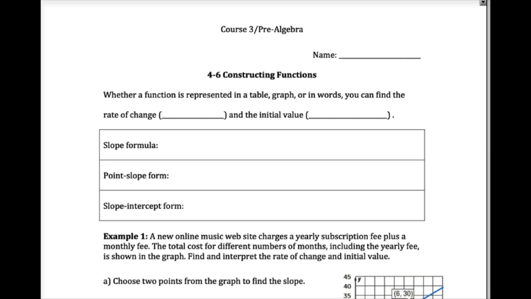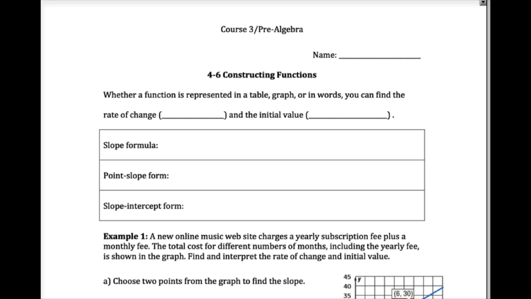Alright, constructing functions. Whether a function is represented in a table, a graph, or in words, we're going to see three examples. We're going to go over something in a table, something in a graph, and something in words. You can find the rate of change. We're talking about things that are linear. That's kind of what functions mean.